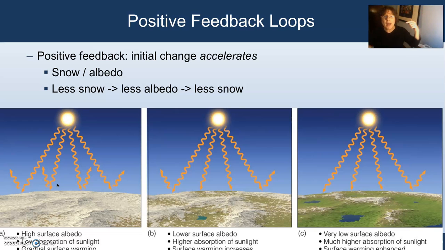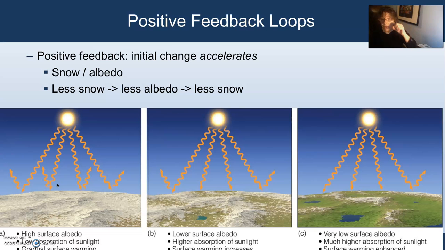And so that snow tended to make sure that there was reflectivity events, and those reflectivity events moved the energy out to the atmosphere and resulted in cooler temperatures for more snow. Positive feedback loop. So more snow, more albedo, more snow.